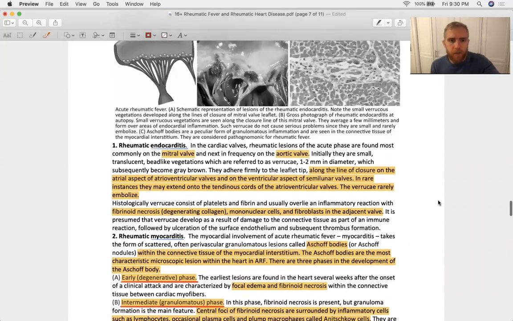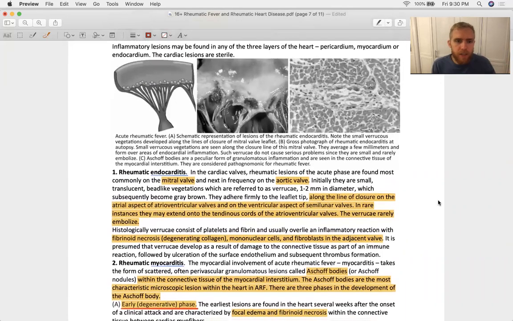So you'll see vegetative growths along different valves in rheumatic heart disease. And the growths are going to look very similar to other types of endocarditis. It's going to be tough to differentiate them just based on a picture alone. So they're going to have to give you something in the question stem involving the patient history and prior exposure to an infection in order to establish that it is indeed a rheumatic endocarditis.